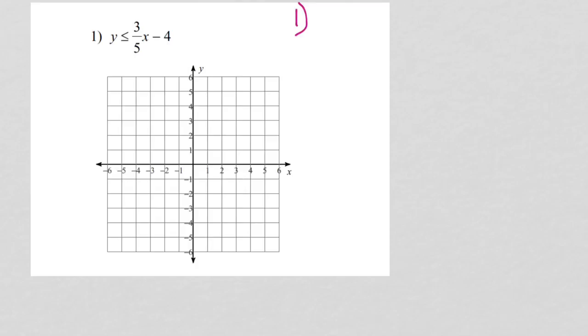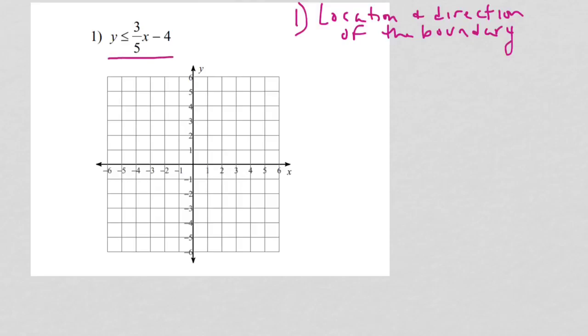And so you need to figure out the location and direction of the boundary line. And you do that the same way you would do a regular linear equation. So for example, we're going to graph y is less than or equal to 3/5 x minus 4. So we want to consider, what does the line y equals 3/5 x minus 4 look like?